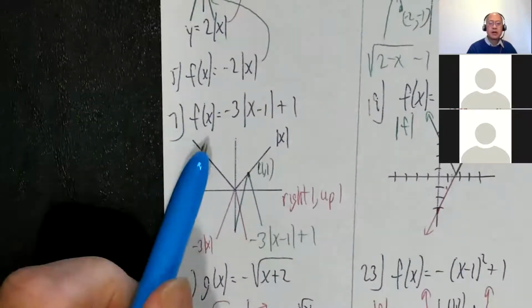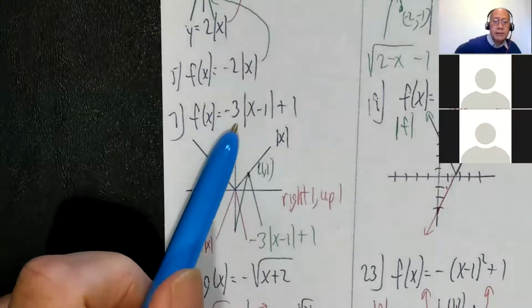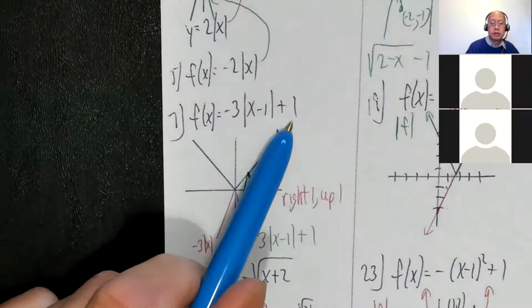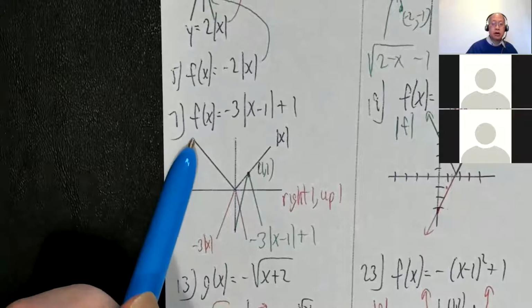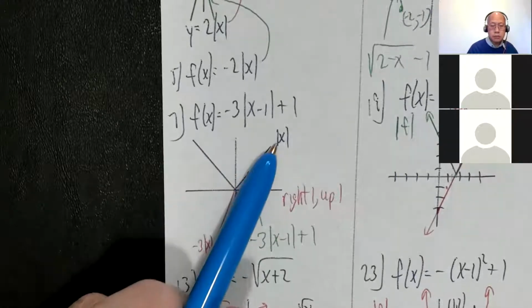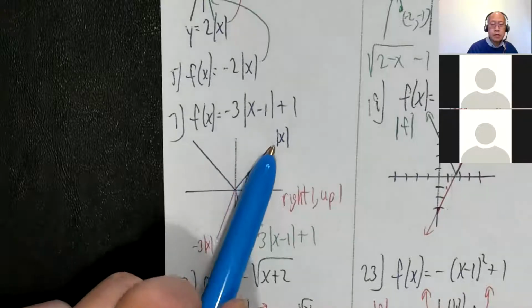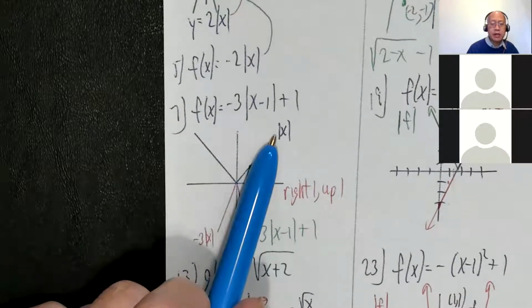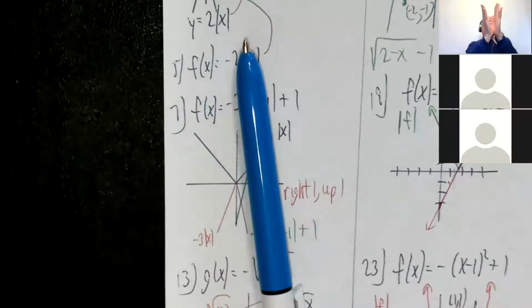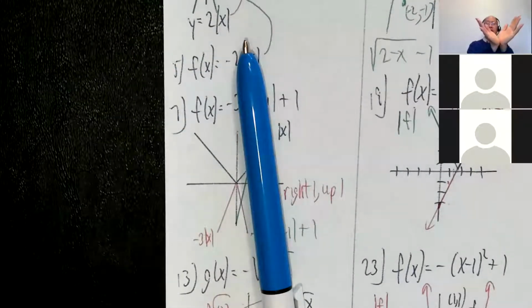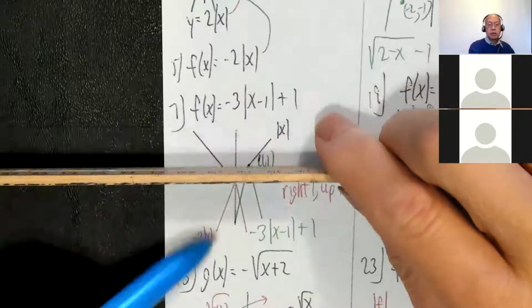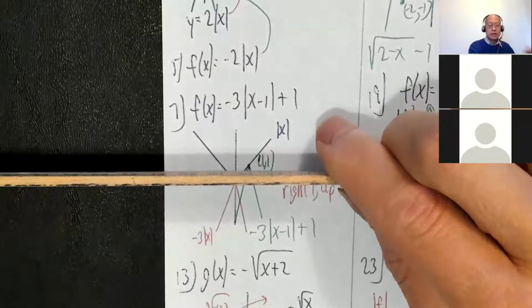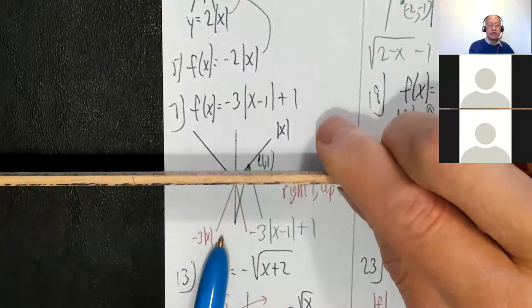All right, number 7. Negative 3 absolute value of x minus 1, plus 1. Okay, so I'll show you the progression. Okay, I started off with absolute value of x. Negative 3 absolute value of x. Okay, so we know positive 3 makes it go like this, right? Start off with absolute value of x. It goes up at a 45-degree angle. Okay? Then if you put a coefficient of 3, it makes it narrower. And then a negative reflects across the x-axis. So negative 3 absolute value of x is right here.